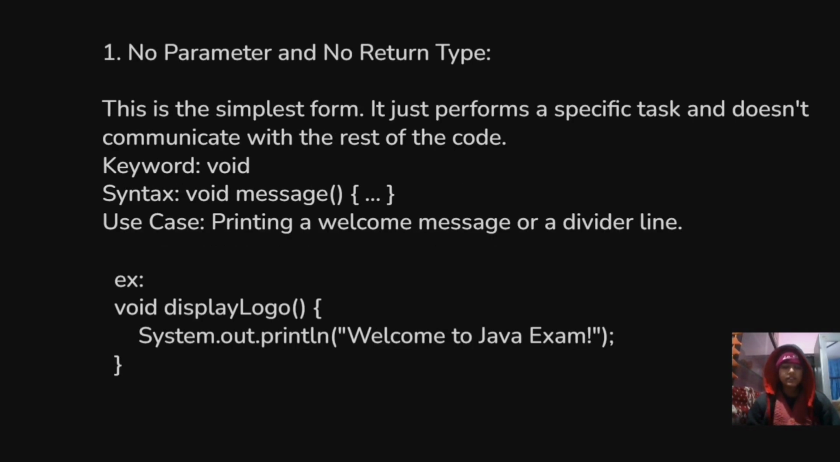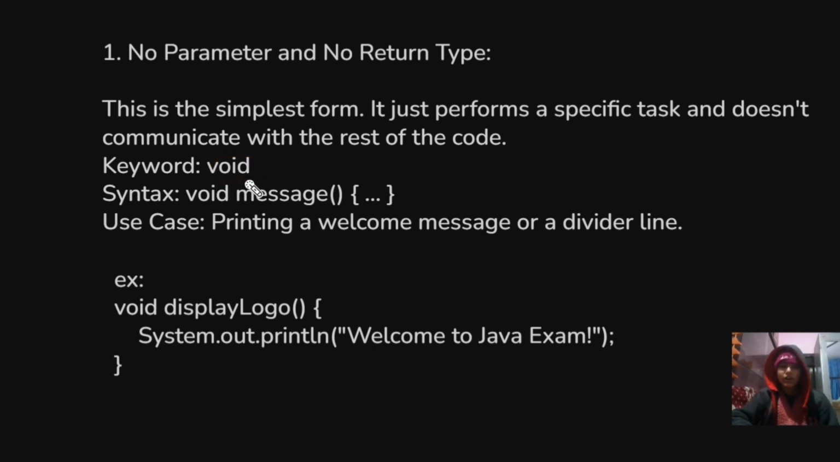So the first type of function is no parameter and no return type. This is the simplest form. It just performs a specific task and does not communicate with the rest of the code. It only prints some statement, takes no parameters and returns nothing. It simply prints. So its type is, first thing, void.